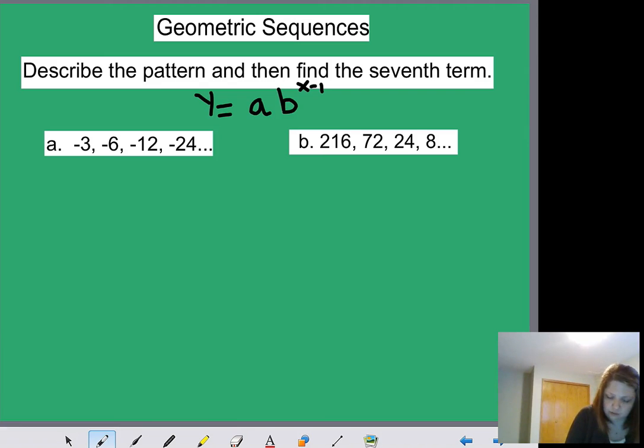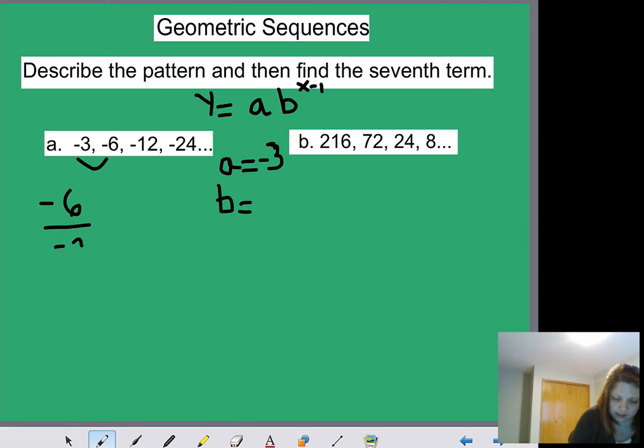So a stands for the first term. A will be the first term, in this case is -3. And b is the common ratio. So how do we get the ratio here? Well, if you set up -6 over -3, the answer will be 2.